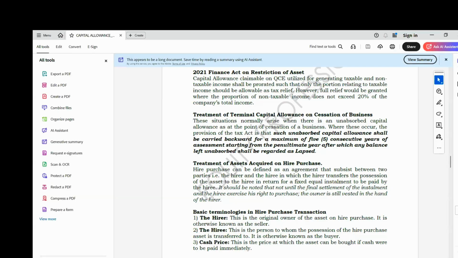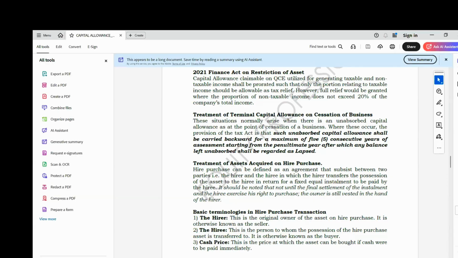Because you are not going to make the payment at once, the capital allowance claim will also not be available at once when the asset is acquired on hire purchase. So what is the provision of the law in relation to hire purchase?